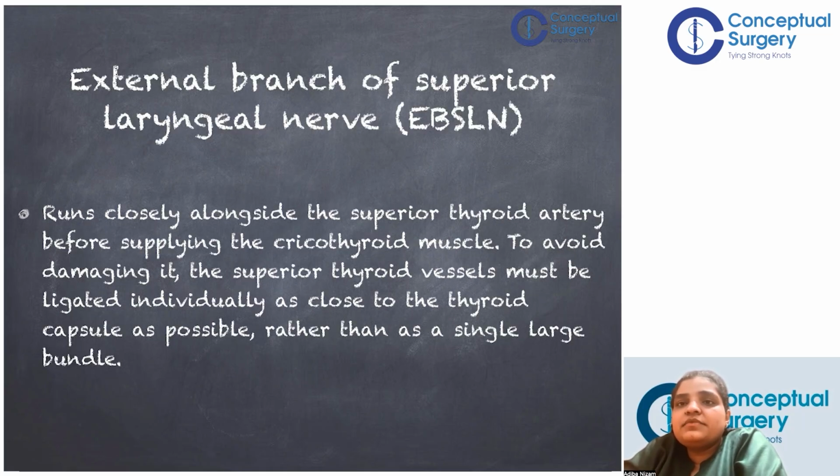Okay, now the external branch of the superior laryngeal nerve. It runs closely alongside the superior thyroid artery and then goes on to supply the cricothyroid muscle. So to avoid damaging it, we take care that the superior thyroid vessels be ligated as close as possible to the thyroid capsule rather than an en masse dissection.